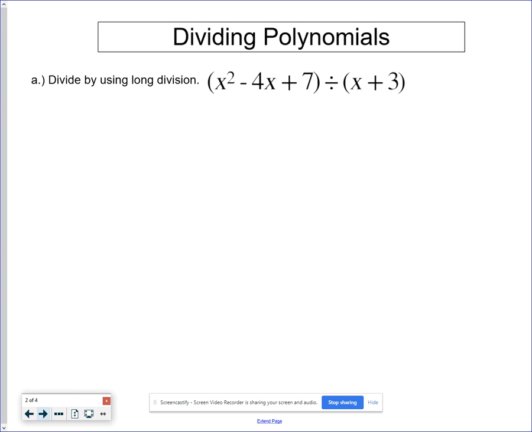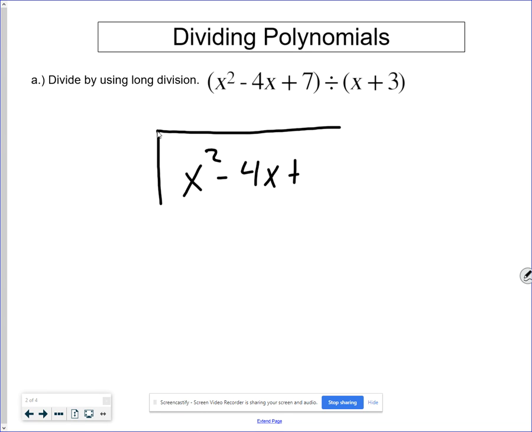So let's look at another example right here. We're going to divide by using long division again. We have x squared minus 4x plus 7 divided by x plus 3. So we'll set up our division again: x squared minus 4x plus 7 on the inside and x plus 3 on the outside. And we'll go through the same sort of process.